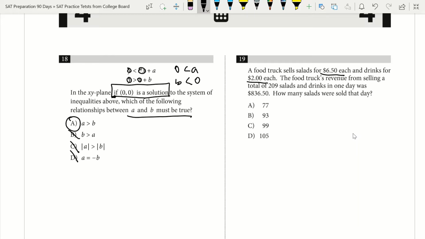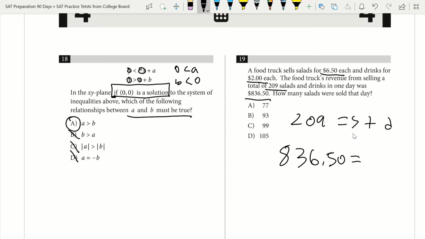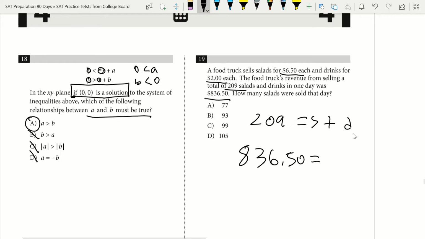The food truck's revenue from selling a total of 209 salads plus drinks in one day was $836.50. How many salads were sold that day? All right, one thing I want to stress, I would put this in your notes.